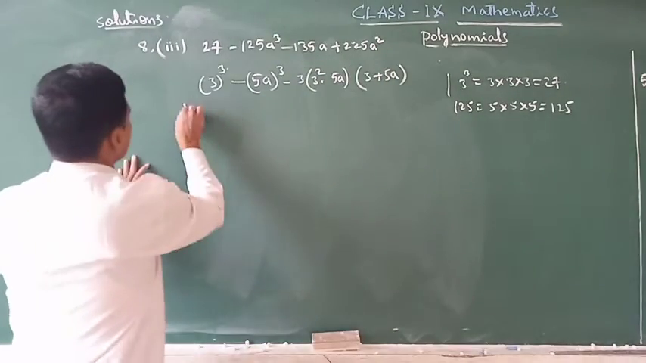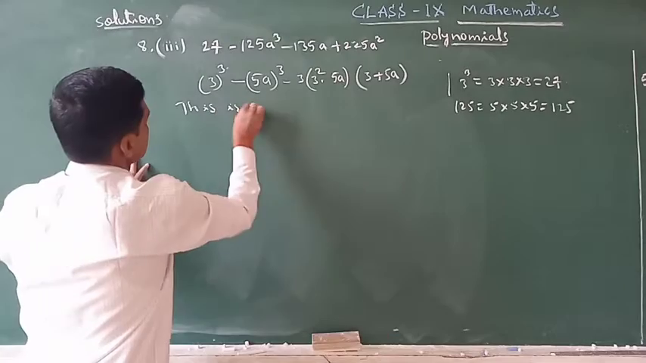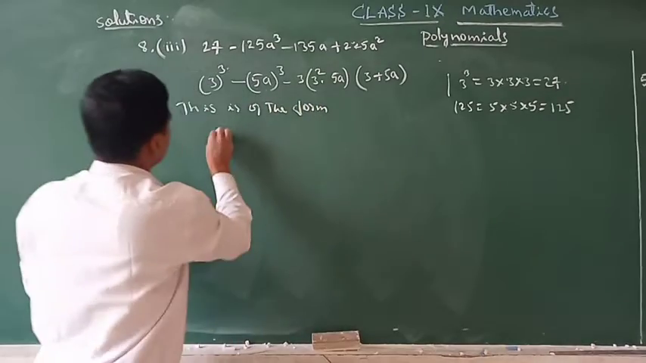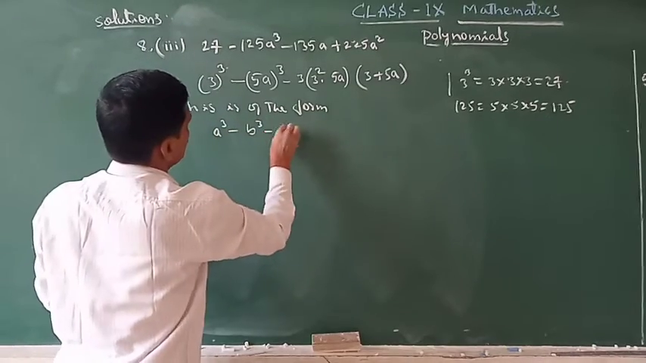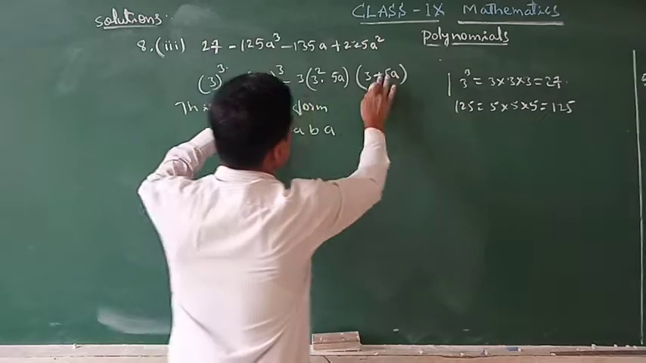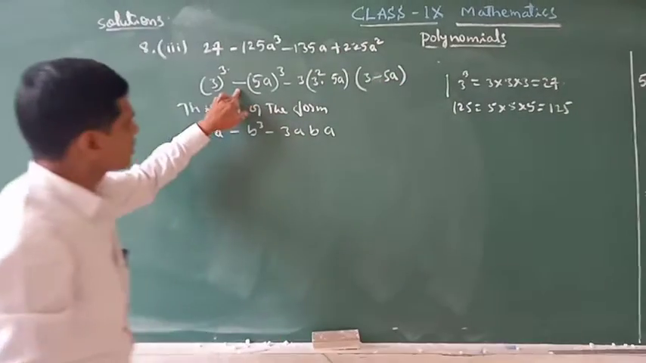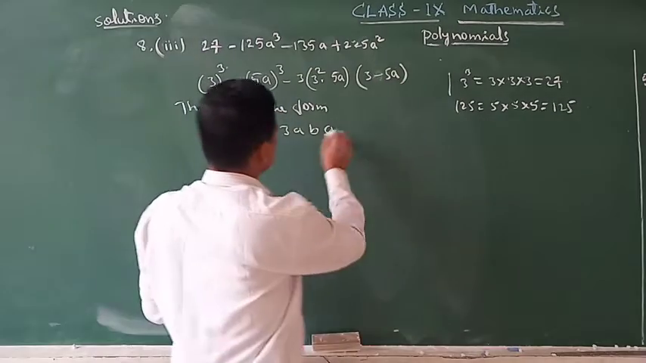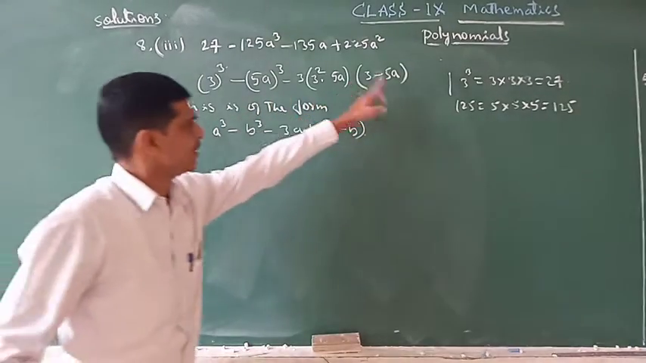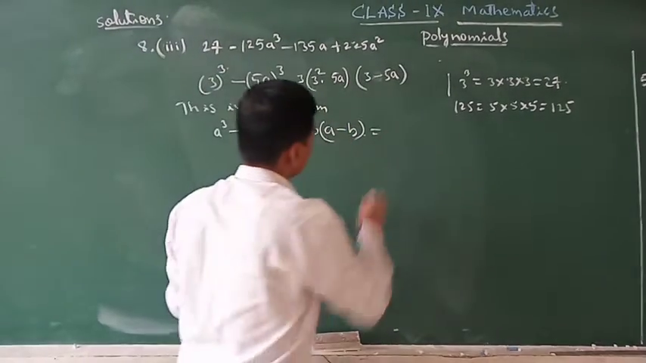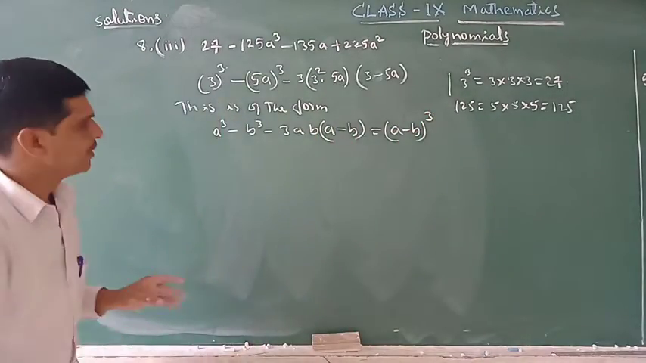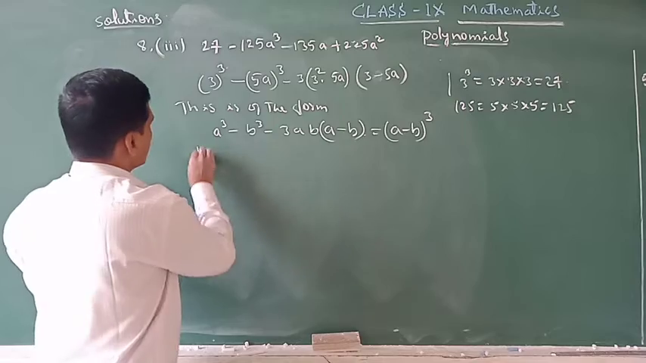So this is of the form a cube minus b cube minus 3ab into (a minus b). Whenever it is negative, then it comes negative 1 because it is a minus b cube. That's it. So a minus b. So that is why it is a minus b here also. What happens on the right side or left side? It is simply (a minus b) whole cube. Okay. So now substitute these values here.